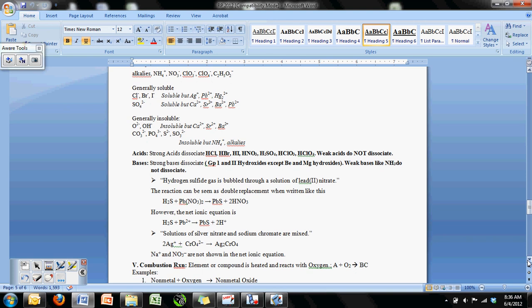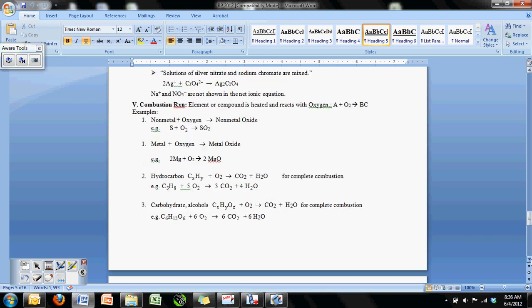Moving on to the next type of reaction, that is combustion reaction. A combustion reaction is characterized when one of the reactants is oxygen. Anything that combines with oxygen is called combustion. So if you have a non-metal combined with oxygen, it will form an oxide. If you have a metal combined with oxygen, it forms an oxide.